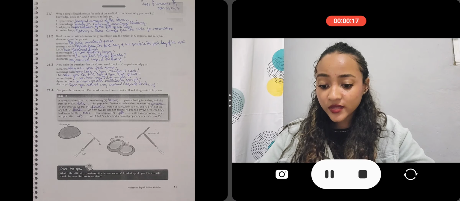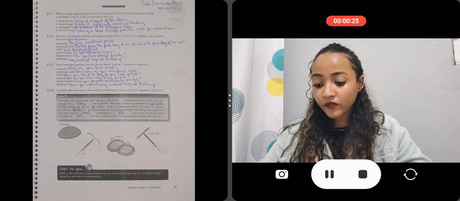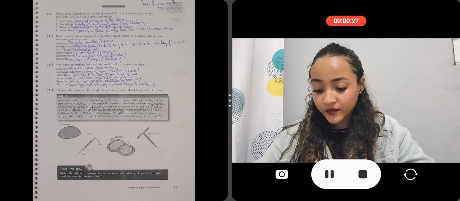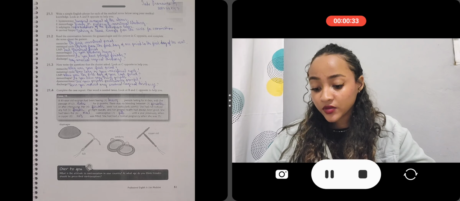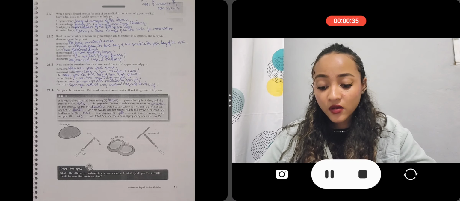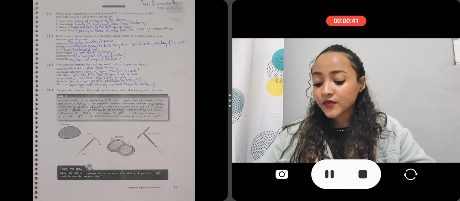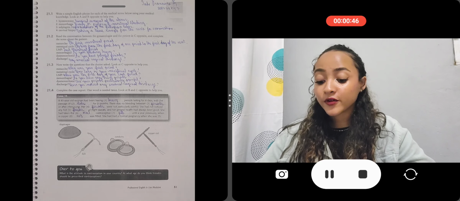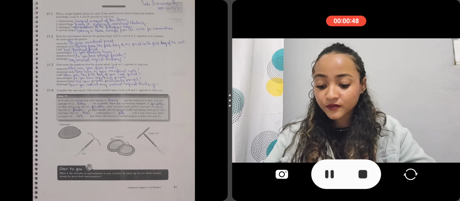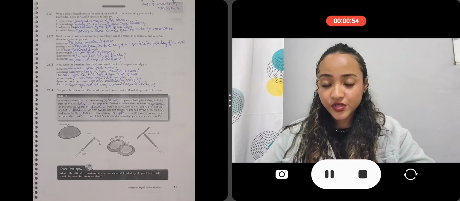21.1. Write a simple English phrase for each of the medical terms below using your medical knowledge. 1. Hysterectomy. Surgical removal of the uterus. 2. Menorrhagia. Heavy or prolonged menstrual bleeding. 3. Salpingitis. Inflammation of the fallopian tubes. 4. Cervical biopsy. Taking a tissue sample from the cervix for examination.